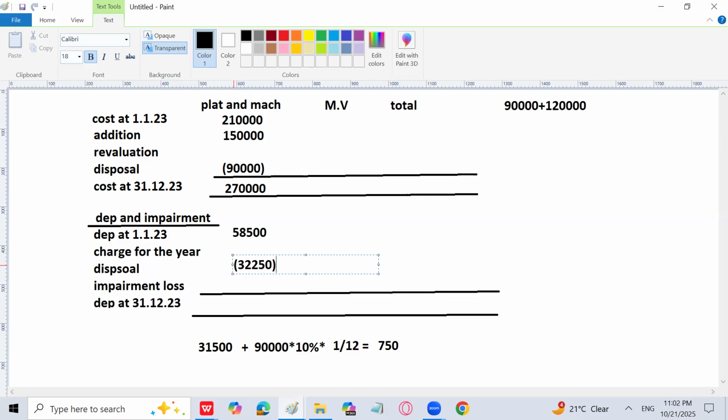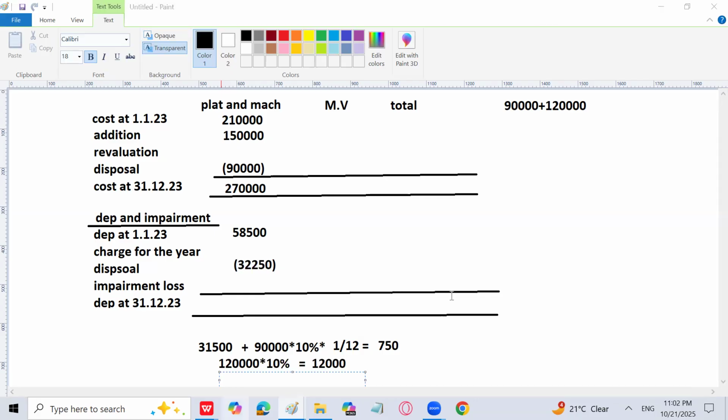So the charge for the year is very easy. Number one is this 750. Machine A has been depreciated by 750. Then we have machine B, which is with us, so it is going to be depreciated by 10%, yes, for the whole year. It is not sold. 12,000 we will depreciate on this.